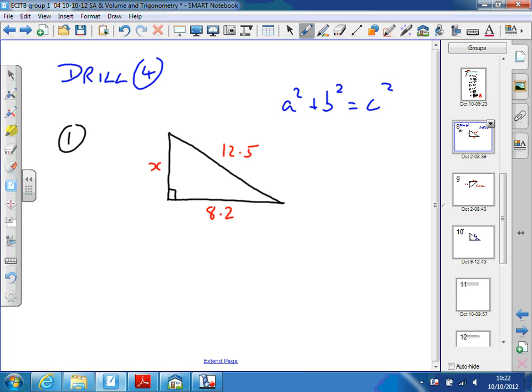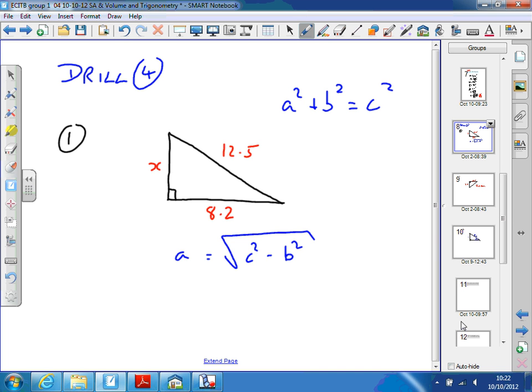Because I've used it a lot, I also know that to find one of the short sides, a, it doesn't matter which letter I use, is going to equal the square root of the long side's c squared minus the other side squared. So I know that formula and I can write it down, and you should do. Okay? This is a quick calculation.